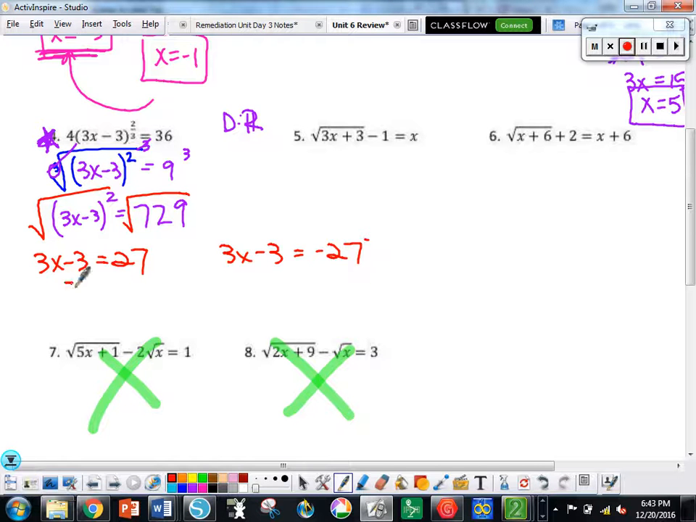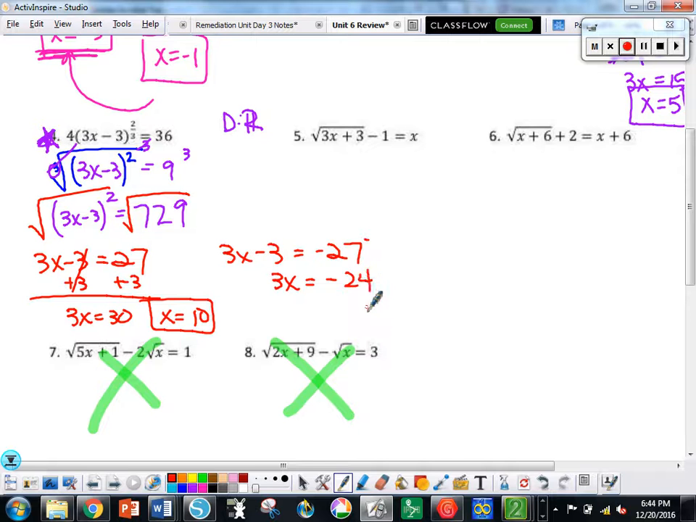Okay, let's add the 3. That goes away, so you get 3x equals 30, which means x equals 10. On this side, if I add the 3, 3x equals negative 24. Divide by 3, x equals negative 8. Do both of those fit inside of our domain? Well, our domain was all real numbers, so I would say yes. One more, number 6.